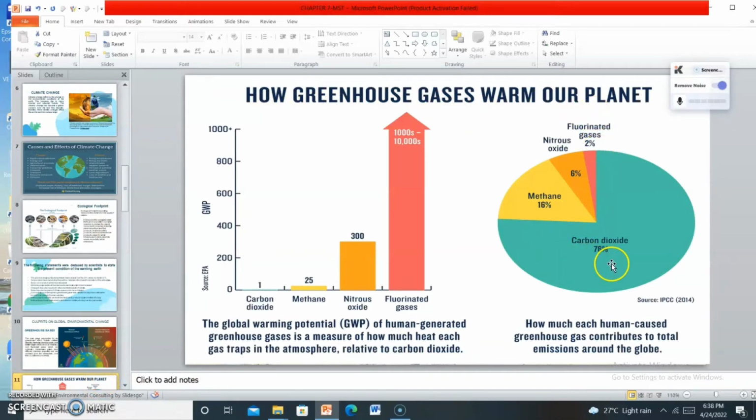According to the research, 76% is carbon dioxide affecting the greenhouse gases that warm our planet. Next is methane, which is 16%. There is also nitrous oxide at 6%, and fluorinated gases at 3%.